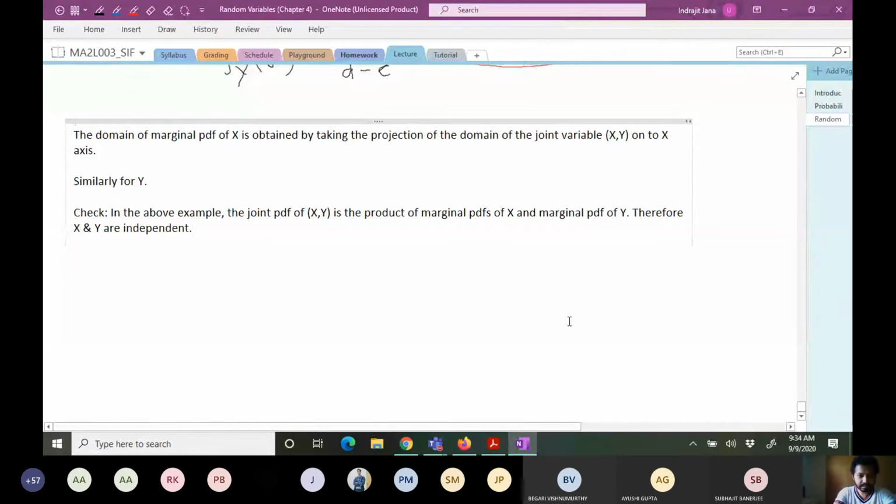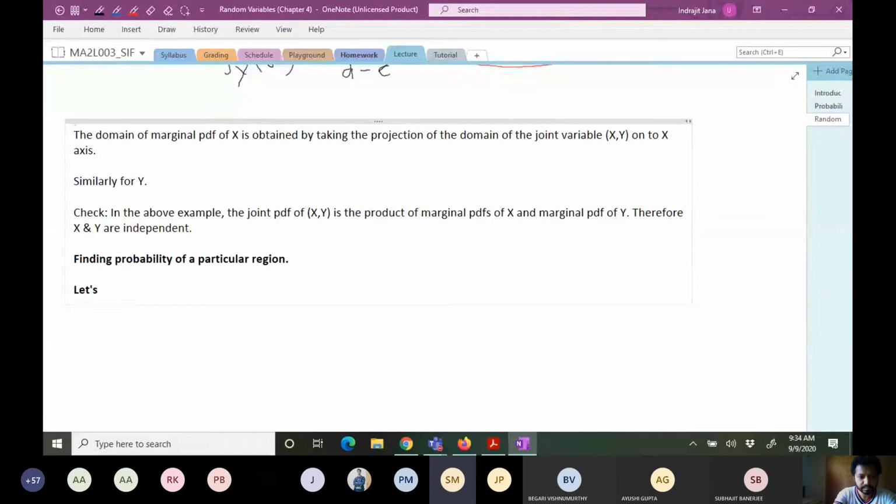Now, next, I would like to talk about finding the probability of a particular region. Suppose, okay, so let's look at a particular case of the previous example.